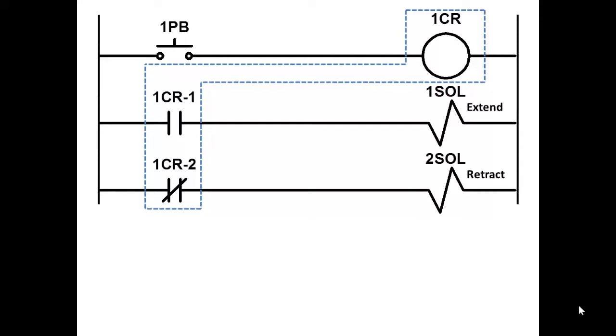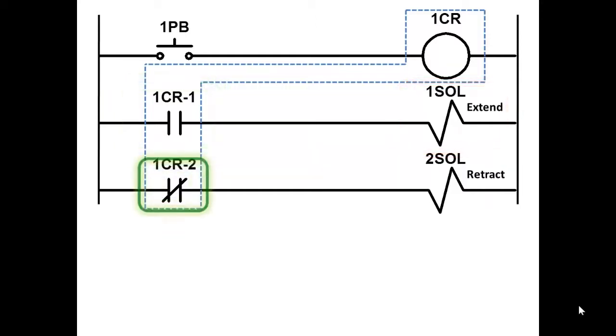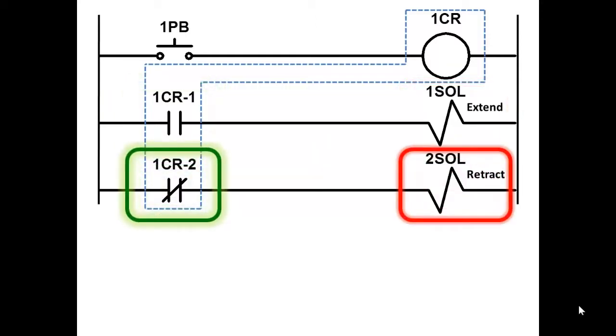So when you push the push button, 1 PB, you are affecting the other two rungs in the circuit. So when it's de-energized, this contact will be open and 1 SOL will be off. When it's de-energized, this will be closed because it's normally closed, and 2 SOL will be energized.